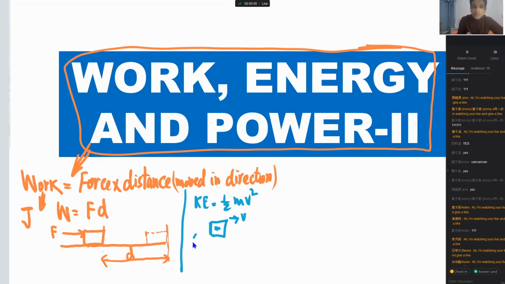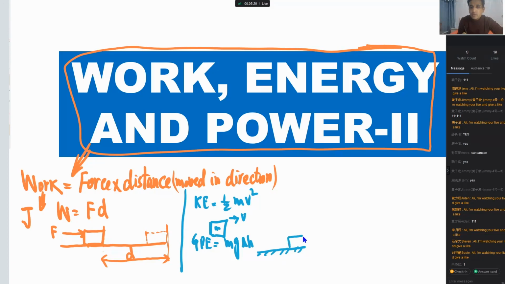And also we need to understand GPE, gravitational potential energy. This is equal to mg delta h. It simply means that imagine that we have ground. So this is the ground and we place an object on this one. Let's say the mass is placed here and the mass is m.